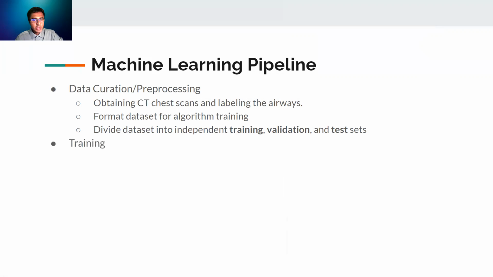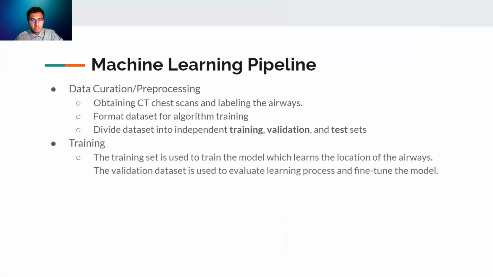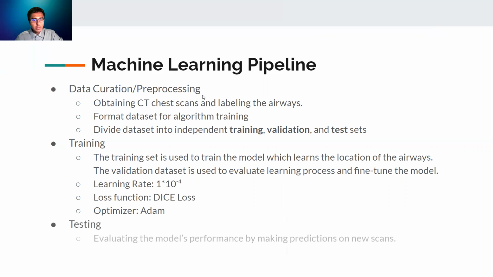The next step is training, where the training set is inputted into the model, which can then learn to segment the airways. The validation dataset is used to evaluate the learning process and fine-tune the model. For those more familiar with machine learning, these are the parameters we use to train the model. The last step is testing, in which we evaluate the model's performance by making predictions on the aforementioned testing set. We will discuss these steps for both the UNets in our cascaded system.